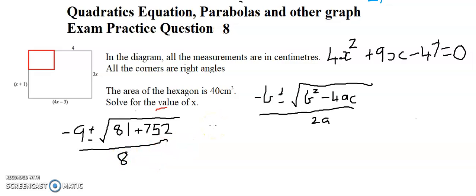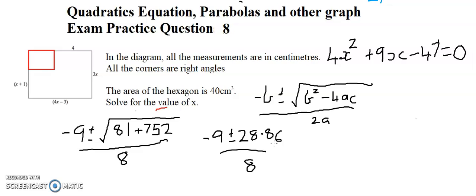So we can solve what's in the square root. The square root of 81 plus 752 is equal to 28.86. So now we've got negative 9 plus or minus 28.86, divided by 8. So now we just need to work this out.